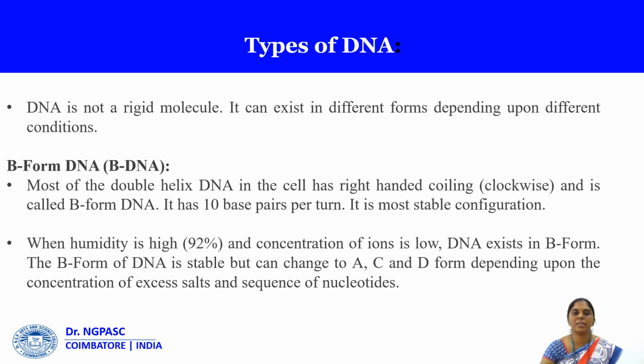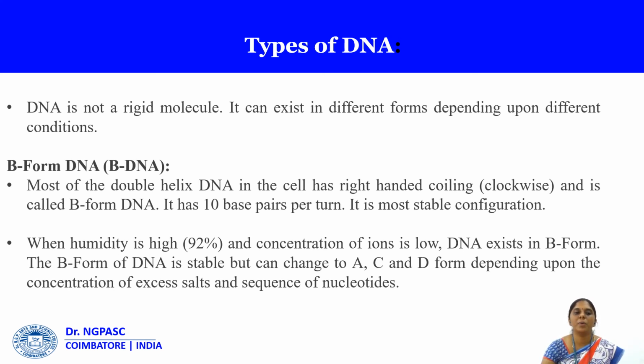Now we can see the types of DNA. So the DNA is not a rigid molecule, so it exists in different forms under different conditions. So let us see the B form of DNA, that is B DNA. It is mostly right-handed coiling, that is, it will be in the clockwise direction. So it is called B form DNA. In a single turn it will have 10 base pairs. So it is considered the most stable configuration.